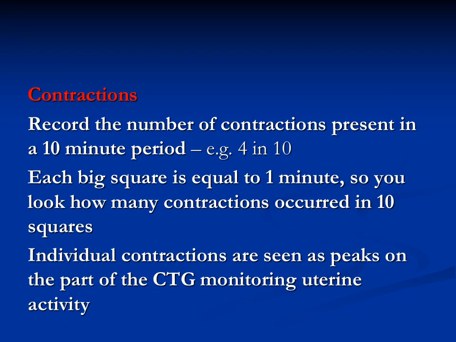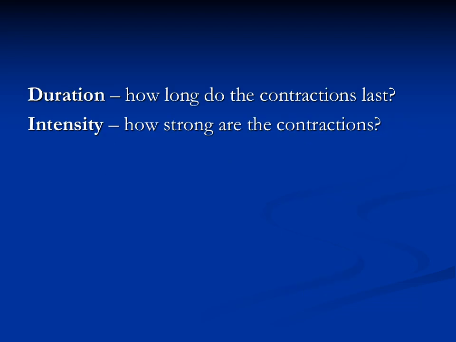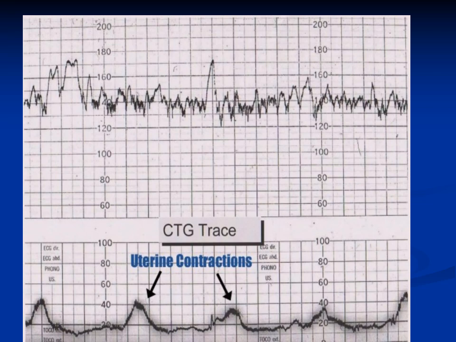Contractions. Record the number of contractions in a 10-minute period. For example, we say 3 or 4 in 10 minutes. Each big square equals 1 minute, so you look at how many contractions in 10 minutes. The duration, for how long it lasts, and how strong it is. You see this record here, the baseline.